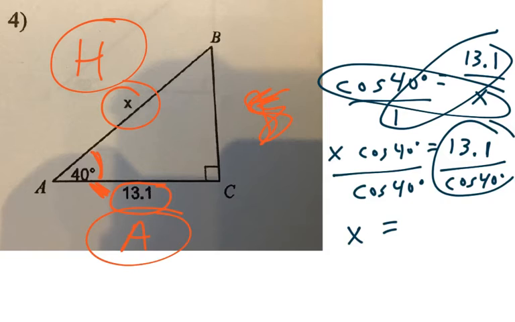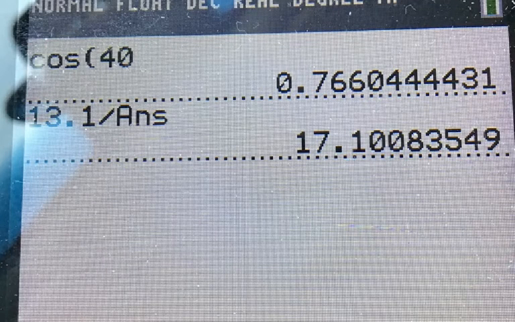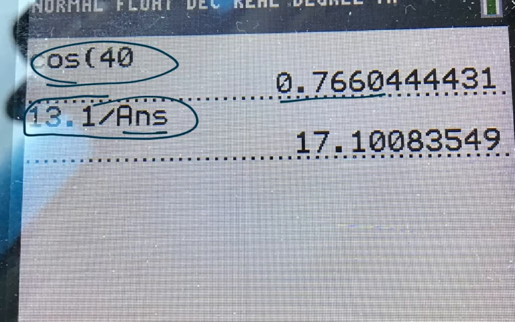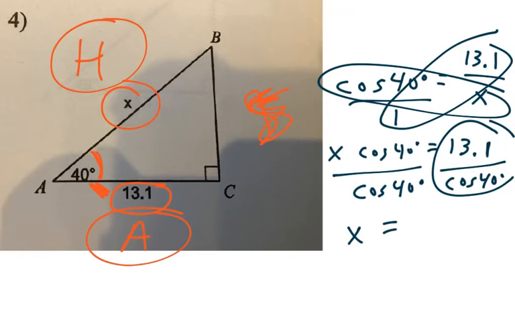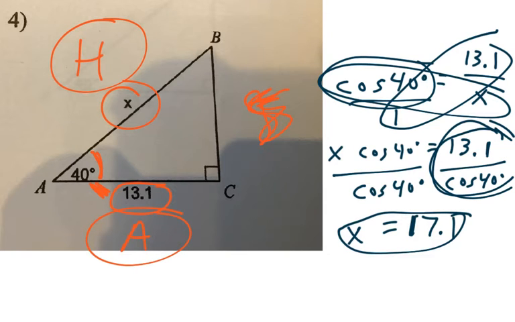So let's look at our calculator. I did the cosine of 40. I then took 13.1 divided by the cosine of 40. There's our answer, 17.1. Again, I did the cosine of 40. Then right here, I did 13.1 divided by cosine of 40, which is again 17.1. We just figured out that the hypotenuse is 17.1. Pause the video if you need to.